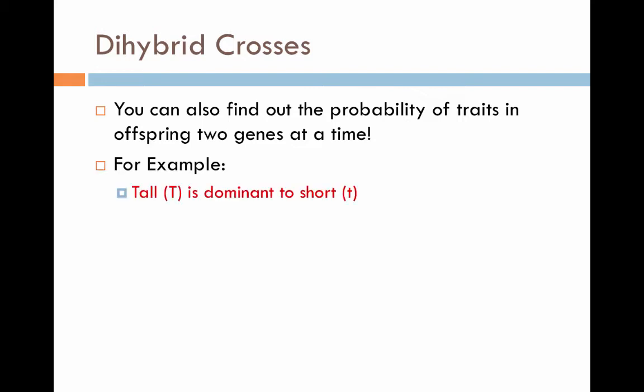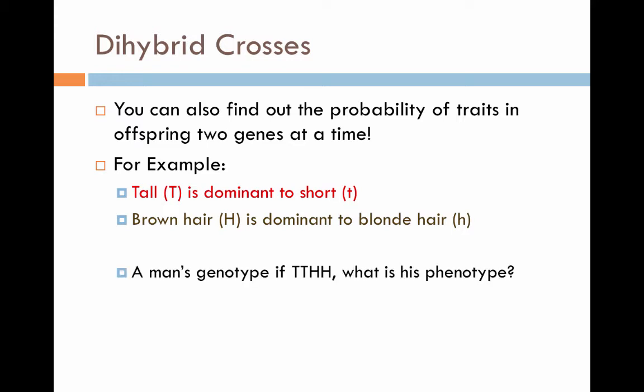For example, we can compare height and hair color. Let's pretend tall, big T, is dominant to short, which will be little t. Also, brown hair, which is big H, is dominant to blonde hair, little h. We can look at these both at the exact same time. Let's pretend a man is big T little t, big H big H. What is his phenotype?